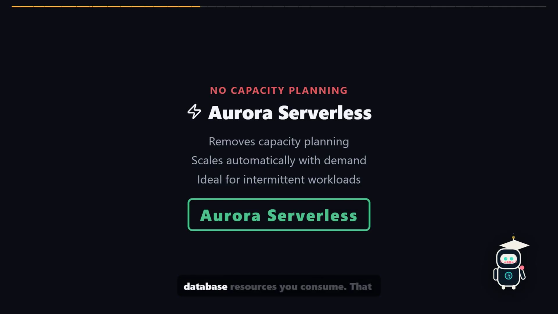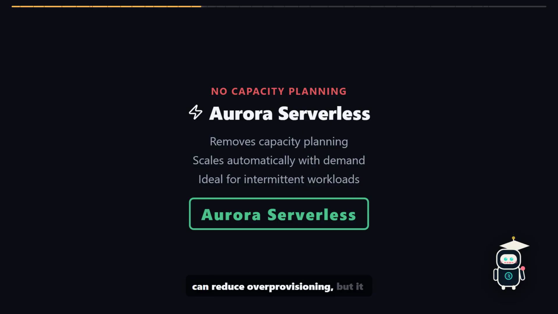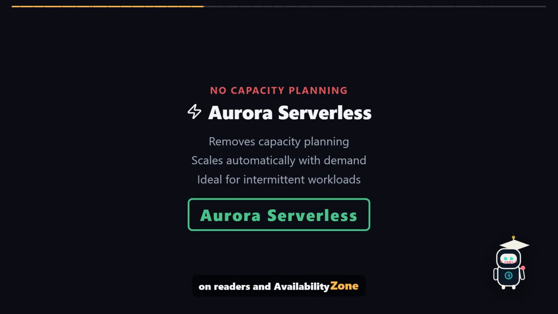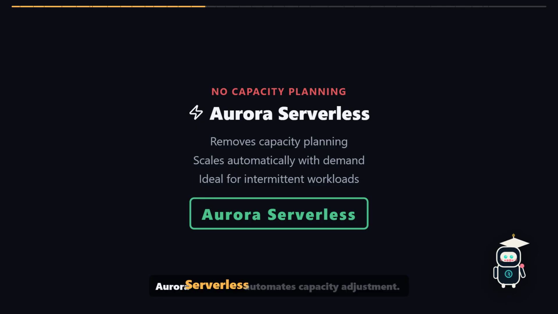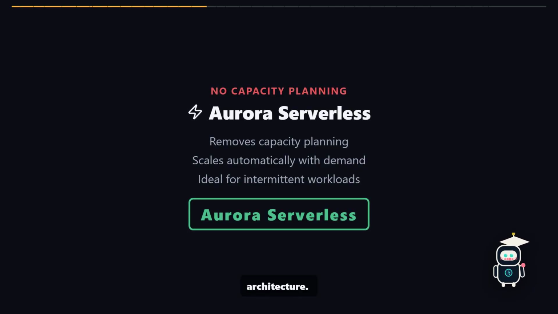You pay for the database resources you consume. That can reduce over-provisioning, but it does not make capacity planning disappear. You still choose the minimum and maximum ACUs, decide on readers and availability zone placement, configure backups and security, monitor performance, and estimate cost. Aurora Serverless automates capacity adjustment. It does not eliminate database architecture.